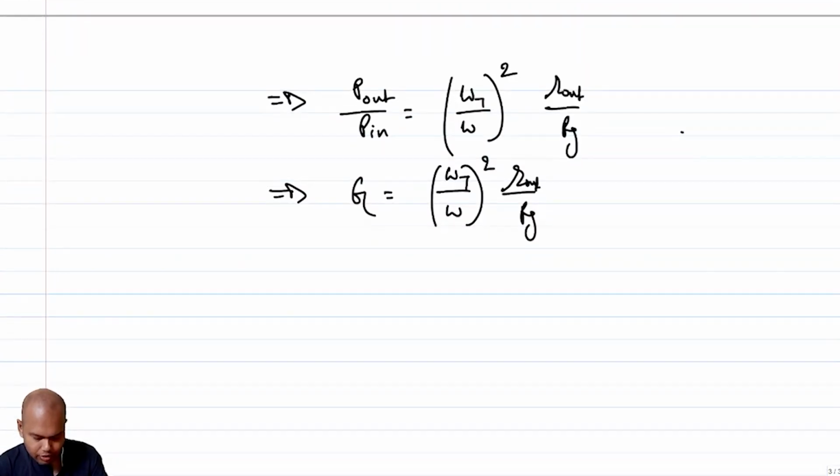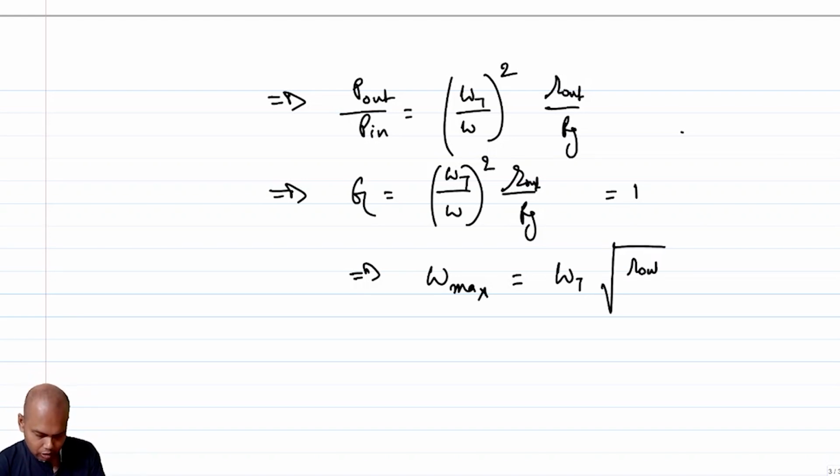Now, just like in case of a voltage gain, we had this transit frequency omega t, right? So we would like to find out what is the maximum frequency beyond which you will not get any power gain, correct? So if I set this equal to unity, then that frequency where I get a power gain of at least more than 1, I call this omega max, which becomes omega t times under root R out over RG, correct?